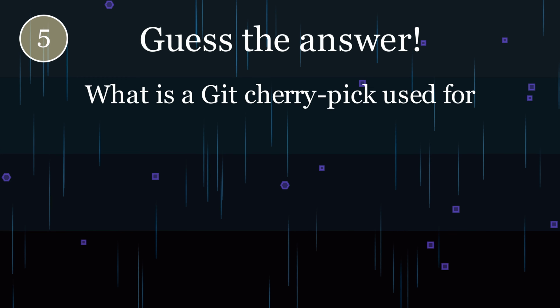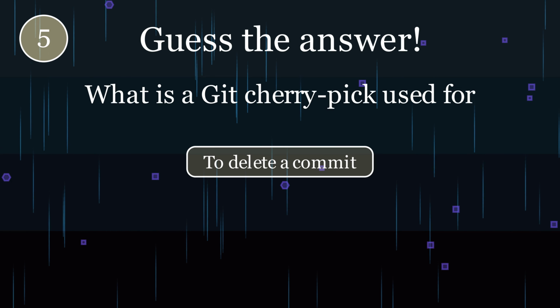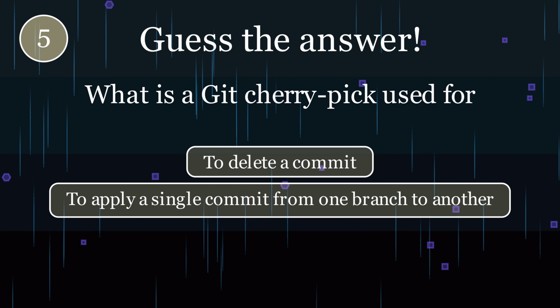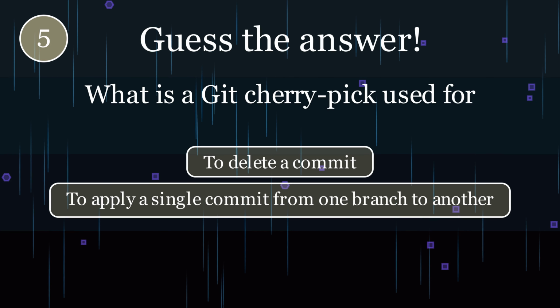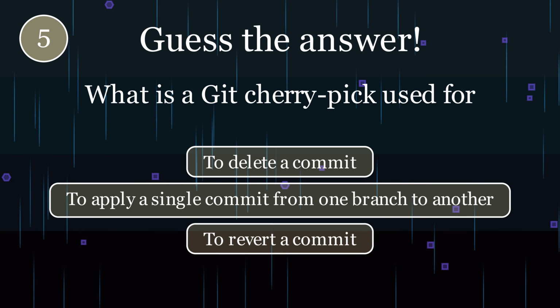What is a Git cherry pick used for? To delete a commit. To apply a single commit from one branch to another. To revert a commit.